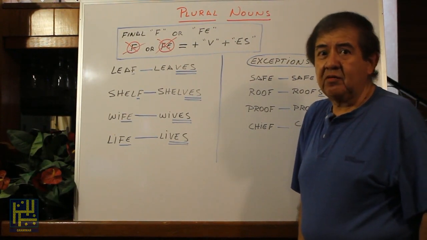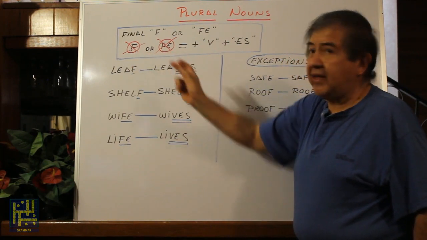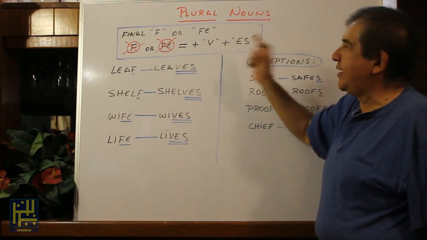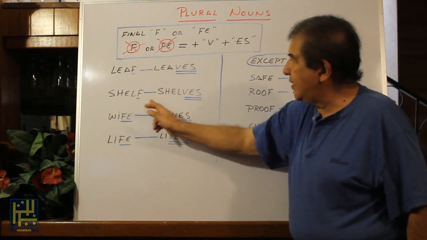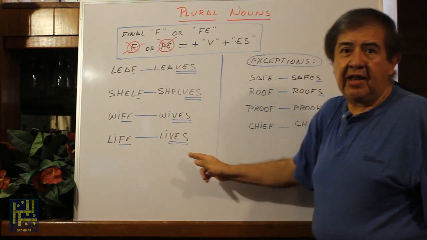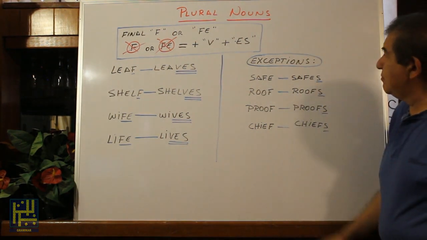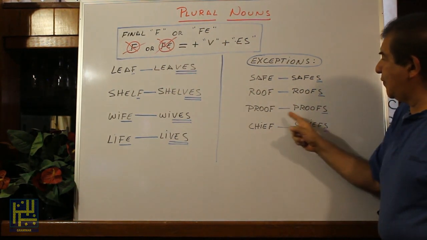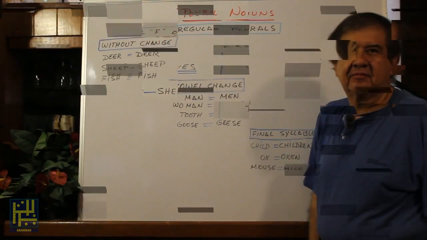There is a very special rule for the nouns, and this is, if the noun ends in F or FE, we're going to change the F or FE to V and we're going to add ES. For example, leaf, leaves, shelf, shelves, wife, wives, life, lives. But we also have some exceptions. For example, safe, safes, roof, roofs, proof, proofs, chief, chiefs.